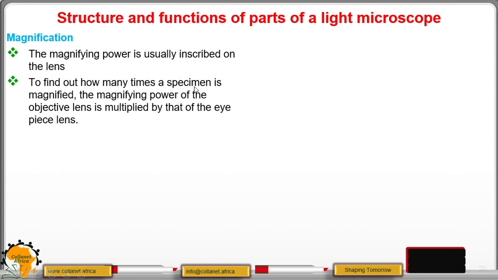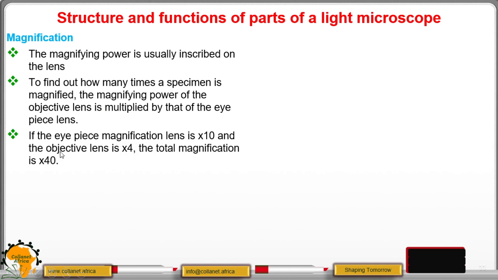So to find out how many times a specimen is magnified, the magnification power of the objective lens is multiplied by that of the eyepiece lens. For instance, if the magnification on the eyepiece is times 10, that means the eyepiece has the ability to enlarge 10 times. And the objective lens is able to enlarge 4 times. Then the total magnification is times 40. And remember, earlier we had said that magnification has no units.